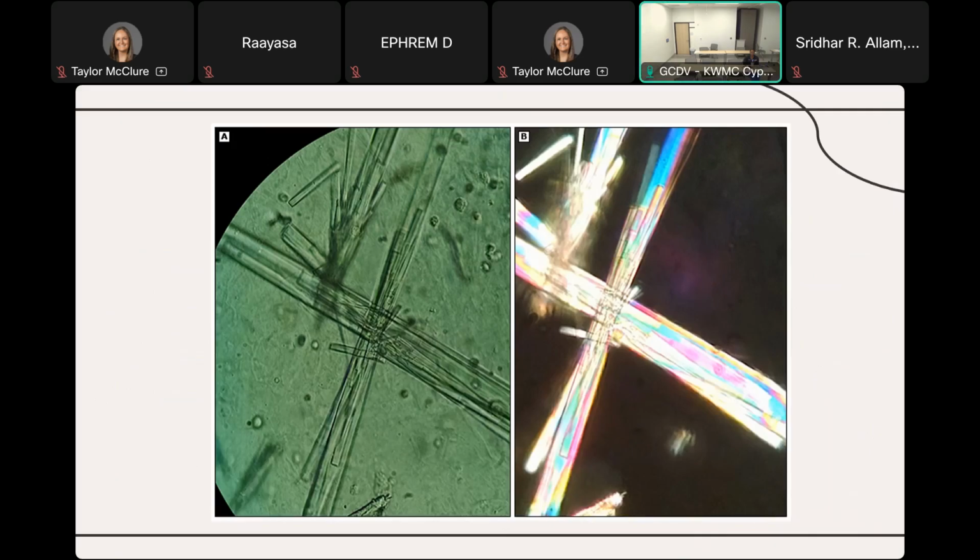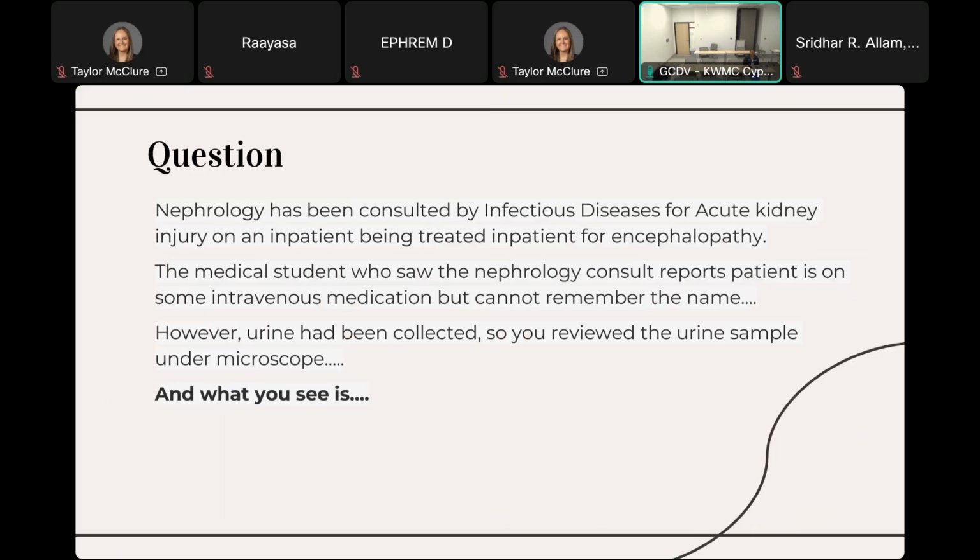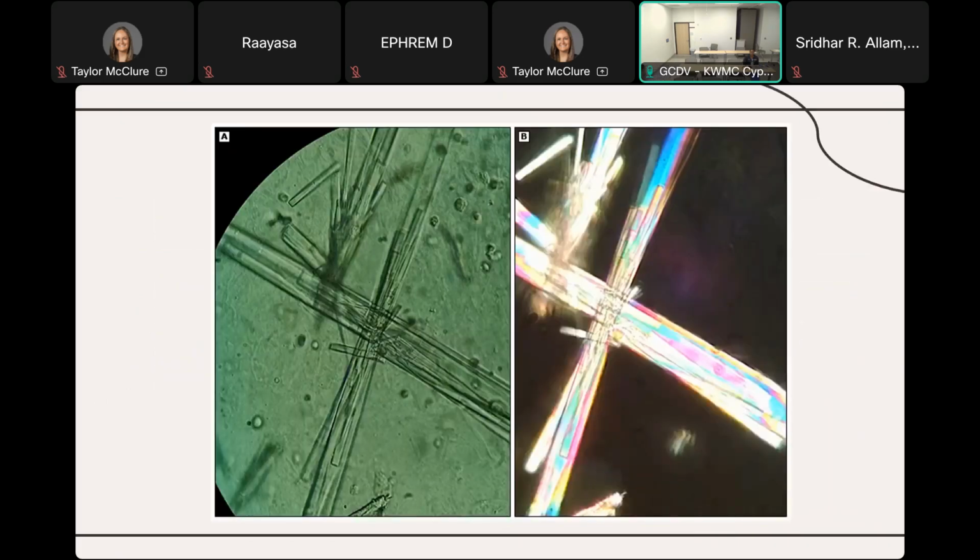These are crystals, right? What medication can do that? Acyclovir. The patient is getting treated for encephalopathy, right? These are acyclovir crystals, the needle-shaped, birefringent crystals.